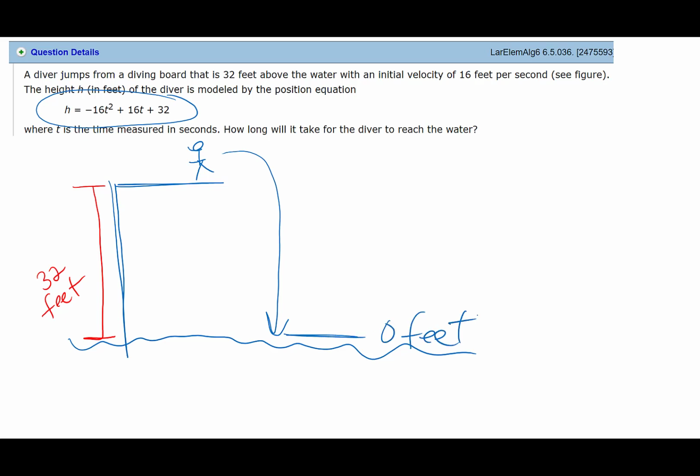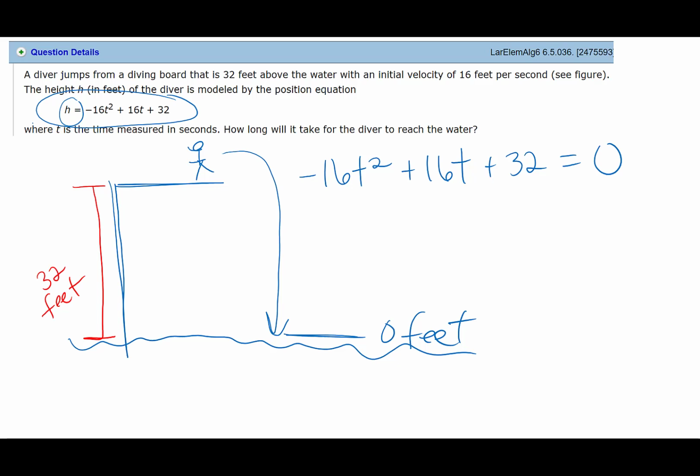So the equation is going to be negative 16t squared plus 16t plus 32 equals 0. All I did from the original equation given in the example was move the h equals to the right side. It's just my preference. I like to see the 0 on the right side, but it doesn't matter. Now we're going to follow the steps. We're going to factor this, and then we're going to set those factors equal to 0.